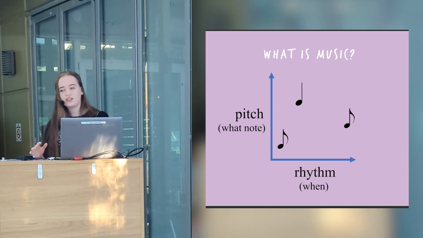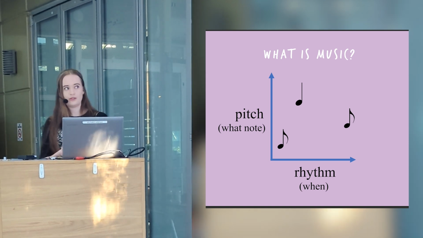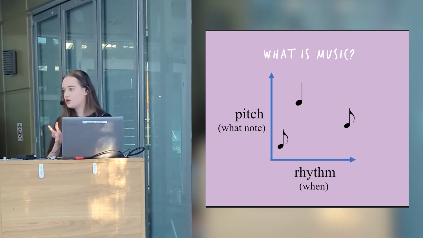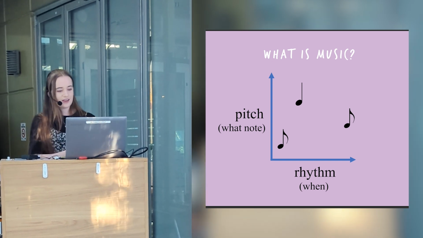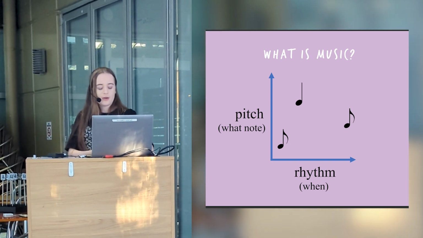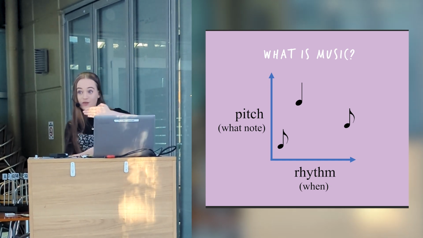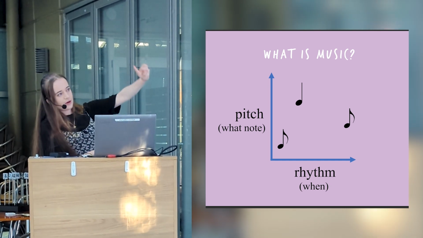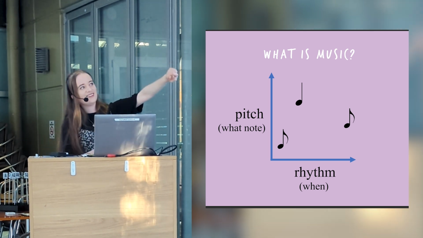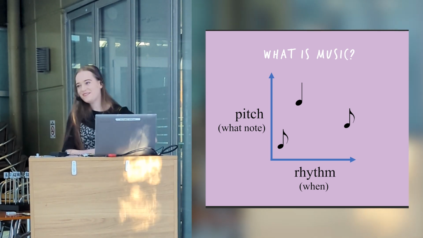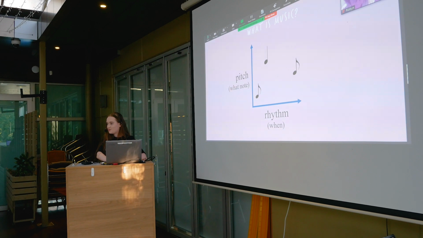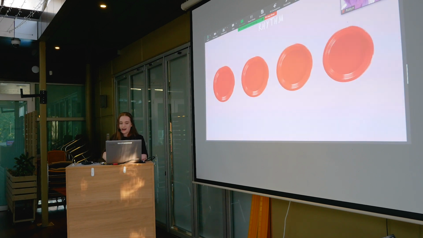And then there's rhythm, which is when we play or sing those notes. Rhythm is a pattern of long or short sounds. So over here on our little graph, we might have a short, long, short kind of rhythm going horizontally, but then vertically we also have our pitch, which might sound like da, da, da, or so on. That's the basics of what music is, pitch and rhythm. So we're going to start by learning rhythm today.